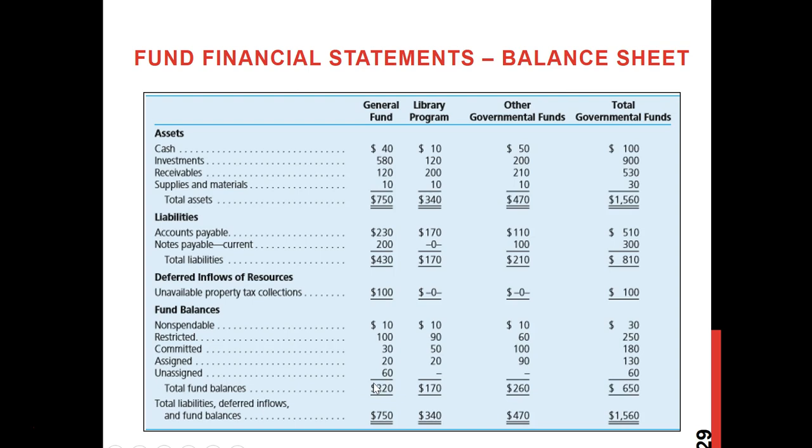This unassigned part is the free resource, and it has no internal or external restrictions, and can be used for any purpose. So this is how they will present their balance sheet. They will show it major fund-wise in columns and a total funds column, and if you add all across the columns, they will find the total governmental funds.